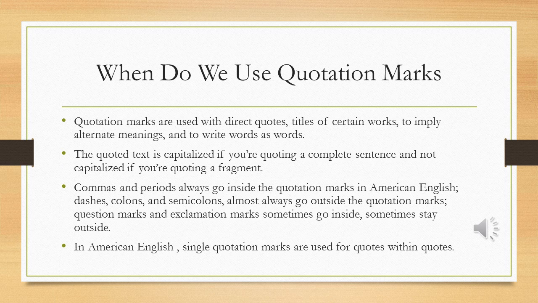When do we use quotation marks? Quotation marks are used with direct quotes, titles of certain works, to imply alternate meanings, and to write words as words. The quoted text is capitalized if you're quoting a complete sentence and not capitalized if you're quoting a fragment. Commas and periods always go inside the quotation marks in American English. Dashes, colons, and semicolons almost always go outside the quotation marks. Question marks and exclamation marks sometimes go inside, sometimes stay outside. In American English, single quotation marks are used for quotes within quotes.